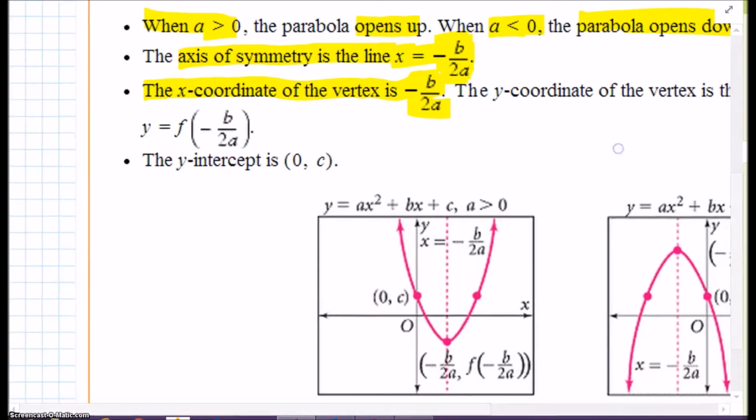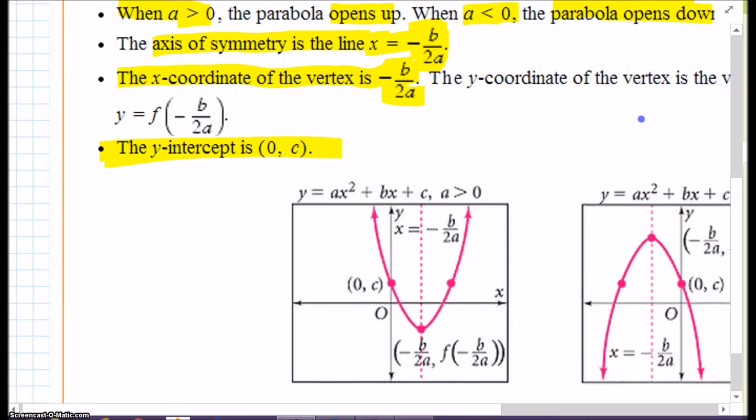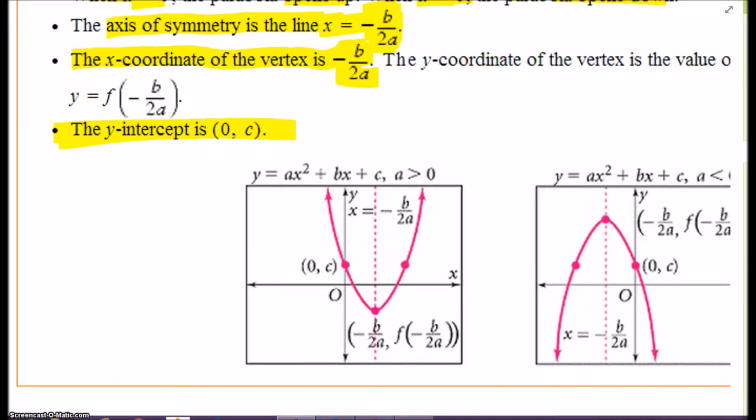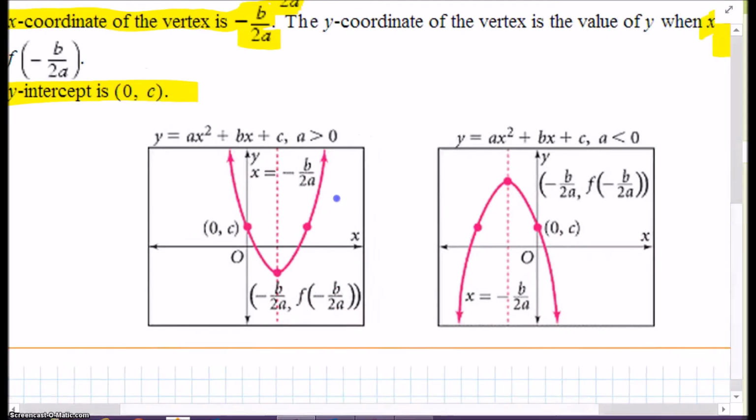Or we could write it in this form: y is the function f of negative b over 2a. The y-intercept is (0, c). So just on the equation alone, we know a lot of information about these. So here's when we look at the two graphs we got here: y equals ax squared plus bx plus c.